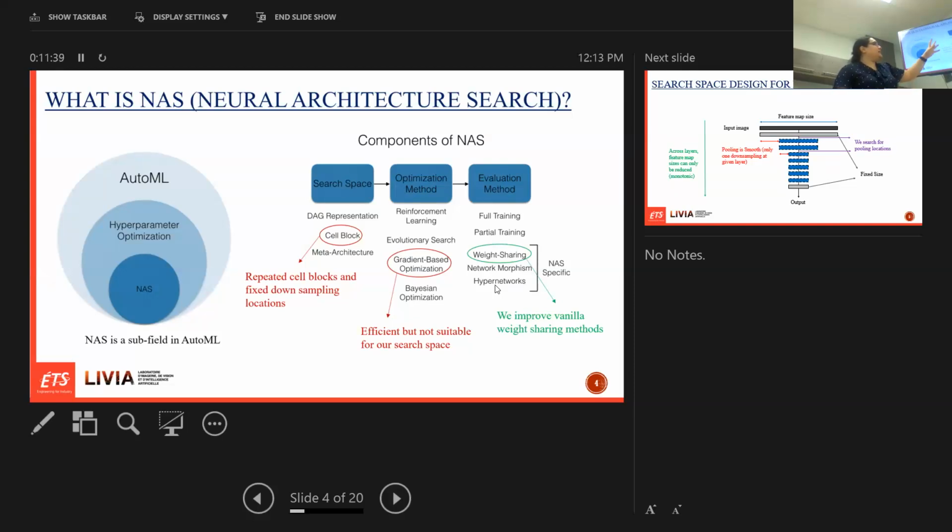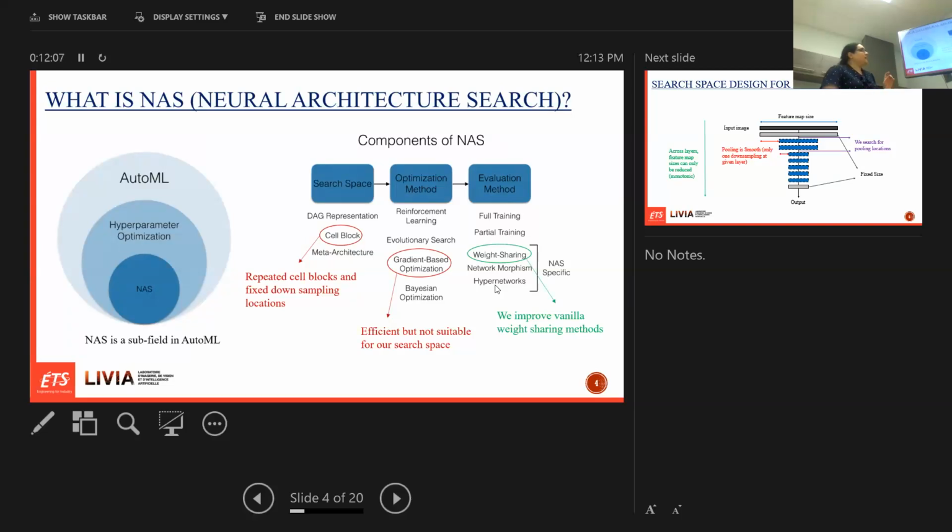Usually, NAS is separated into 3 components: the search space, the optimization method, and the evaluation method. The search space defines the limits of the architectures that you can find. Obviously, the fewer constraints you put in your search space, the more general the architecture you can find, but you will also have more computational costs.